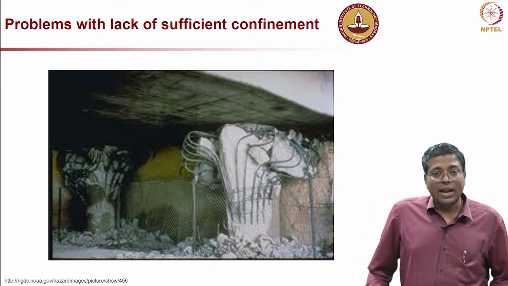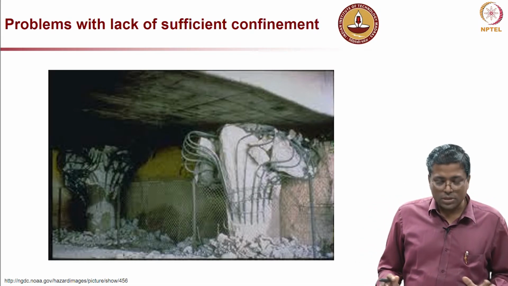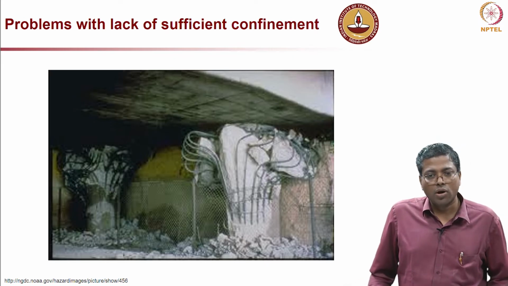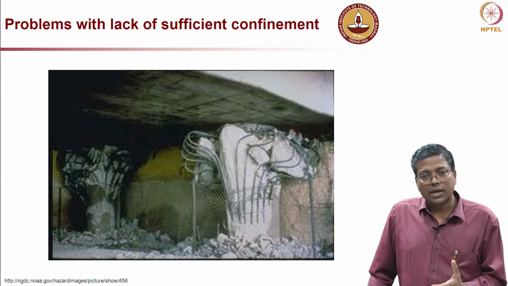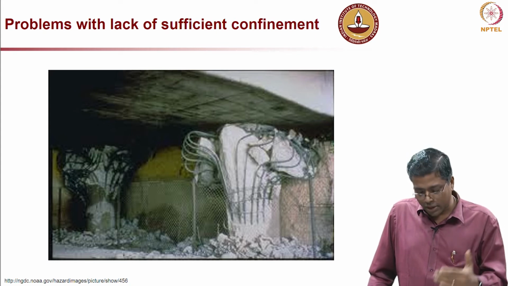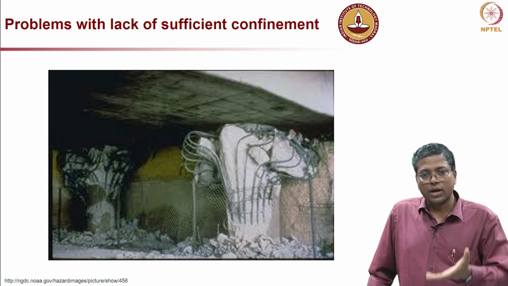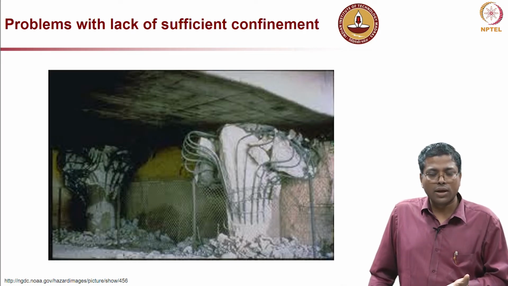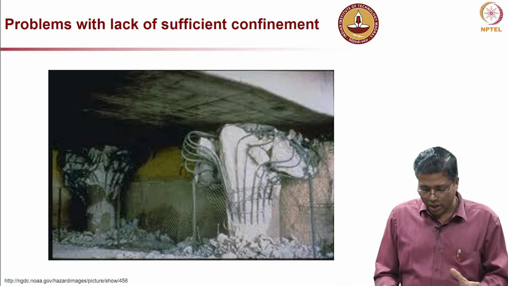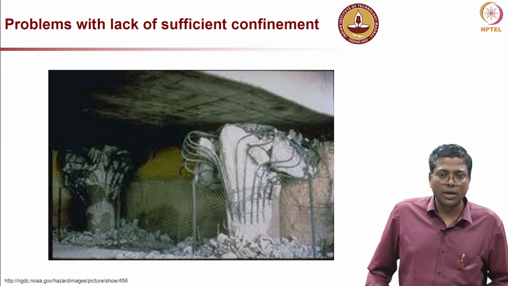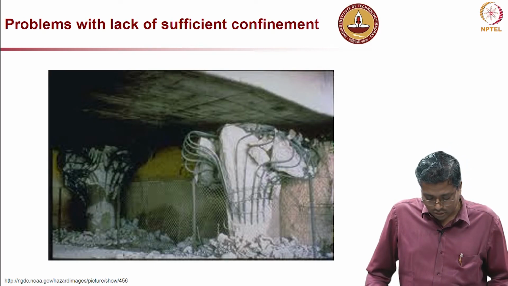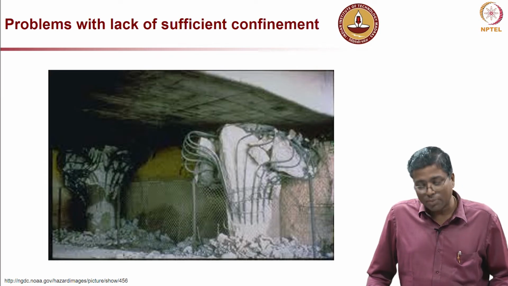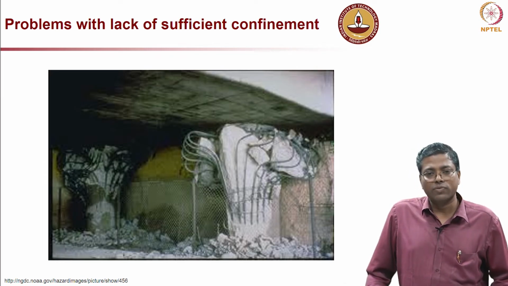Now, a problem with lack of sufficient confinement. So, this is what is going to happen if your concrete column does not have enough confinement. This is again a very rare case where the entire bridge deck was lifted and then dropped down with an impact load. So, the column became something like a flower, with a huge impact load acting.